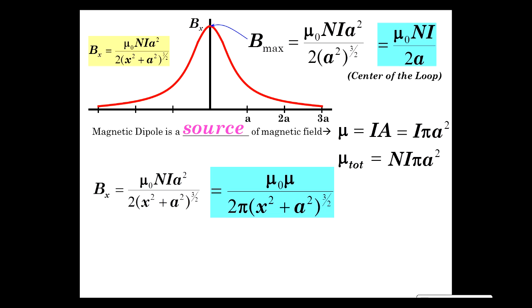And even though it looks like the magnetic field in the x direction is proportional to the magnetic dipole moment, remember it's related to a squared, and you see a squared in the denominator to the 3/2 power. So even though you could say it's proportional to mu in this expression, it actually diminishes as mu gets bigger, since it's dependent on a getting bigger in such a way that the larger the loop, the smaller the magnetic field is for a given x along the x-axis.